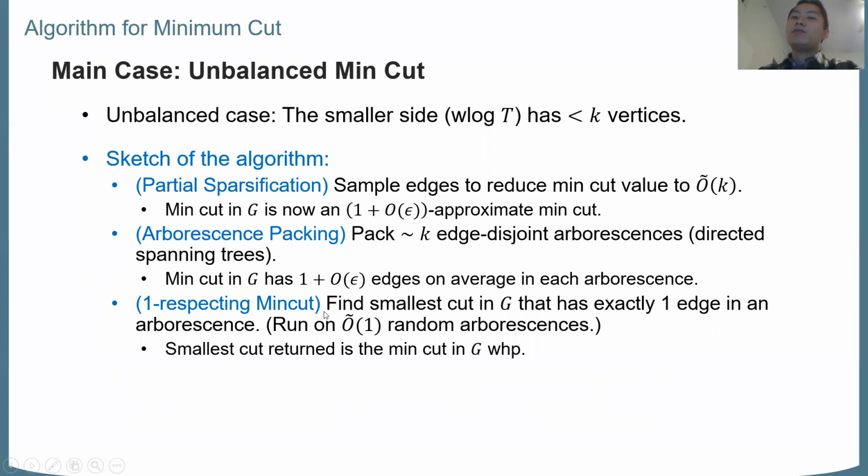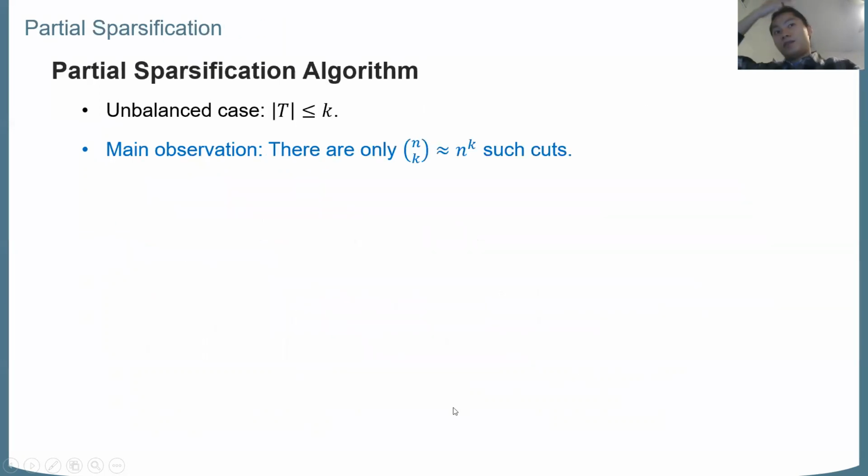And we will run this step on polylog random arborescences. So our claim is that the smallest cut returned is the min cut with high probability. Next, I will explain these 3 steps. So first, by sparsification, we mean we want to reduce the number of edges while preserving the cut information in some way.